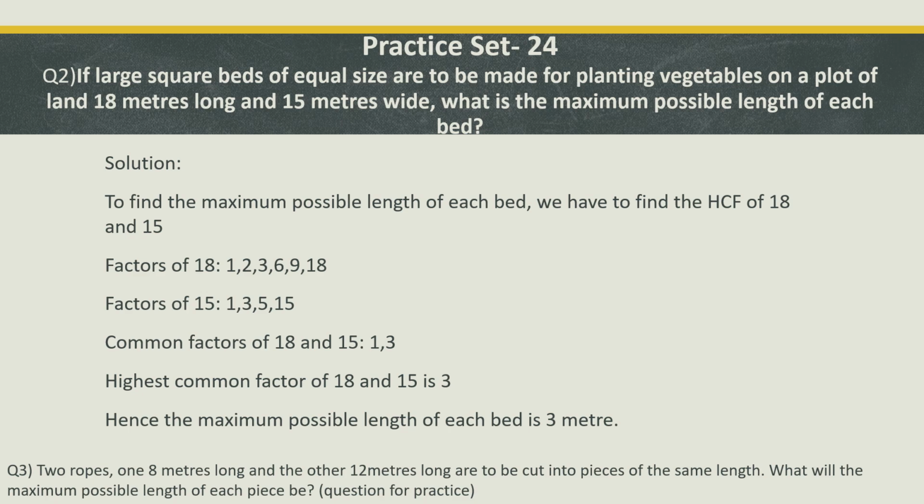Okay. So what you'll do, you'll find the factors of both the numbers. To find the maximum possible length of each bed, we have to find the HCF of 18 and 15. So to find the HCF, we have to find the factors. First find the factors of 18: 1, 2, 3, 6, 9 and 18. Factors of 15: 1, 3, 5 and 15. So common factors in both are 1 and 3. Highest common factor of 18 and 15 is 3. Hence the maximum possible length of each bed is 3 meters.